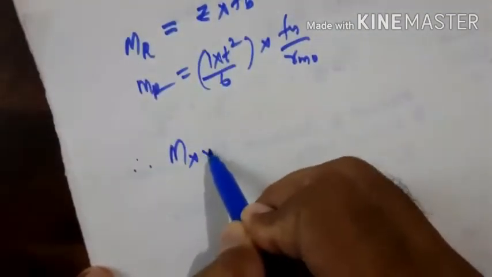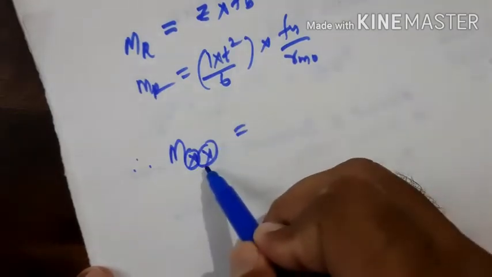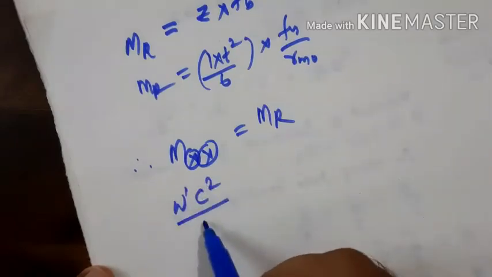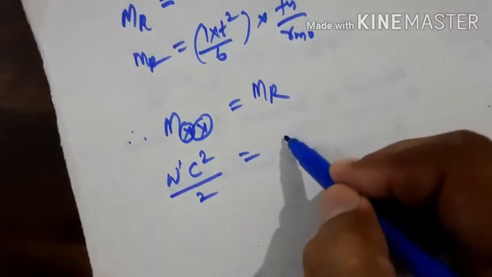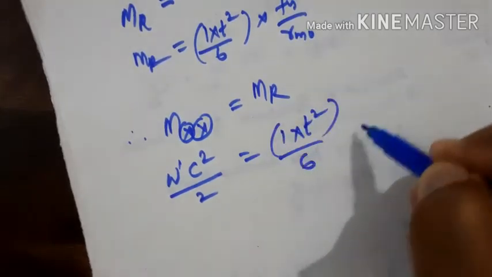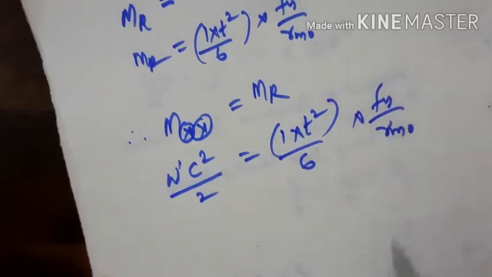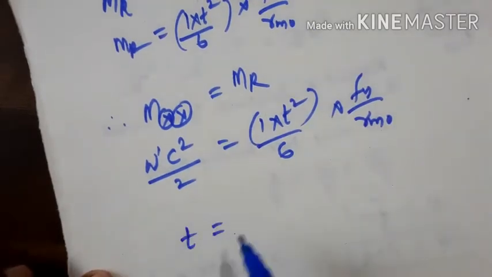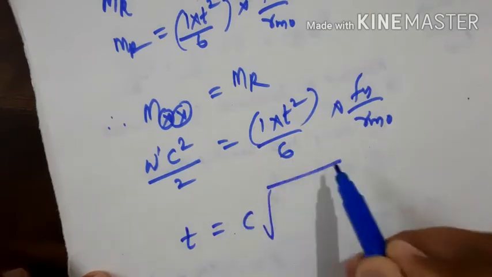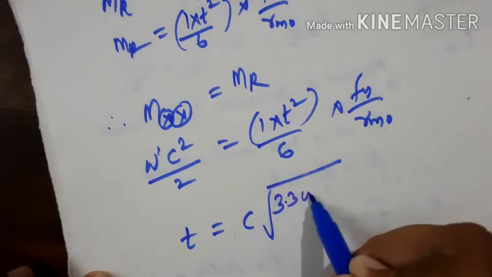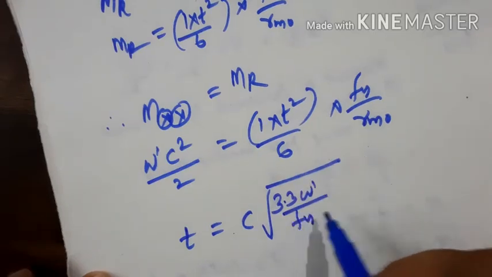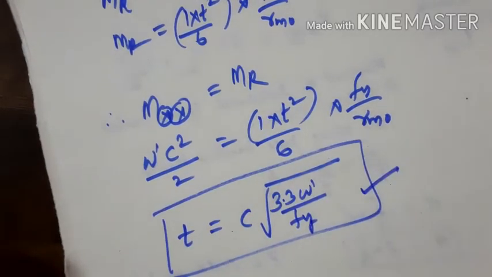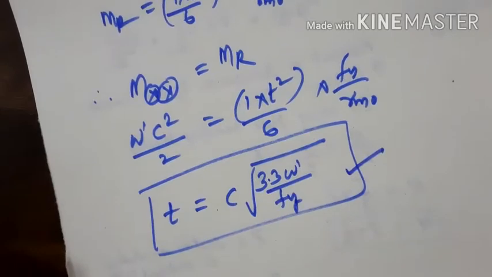Therefore, to get the thickness, moment at xx is equal to moment of resistance. This we have calculated: w c square by 2 is equal to 1 into t square divided by 6 into Fy by gamma mo. Just equate it, you will get the answer. When you equate it, you will get t equal to c root of 3.3 w dash divided by Fy. This is the answer you get. So you have to use this formula to calculate the thickness of gusseted base.